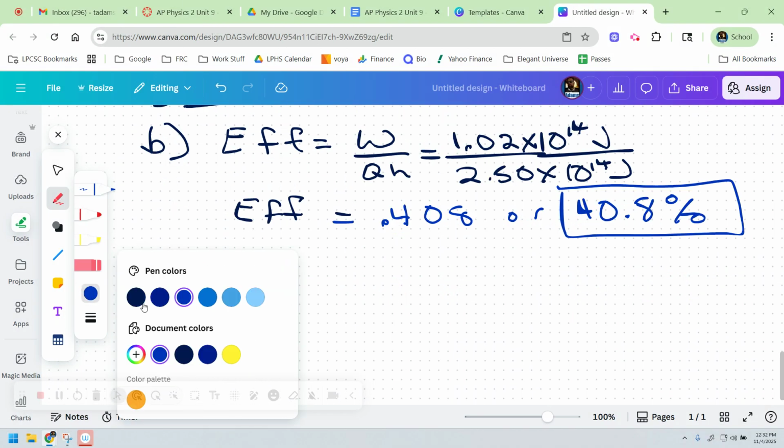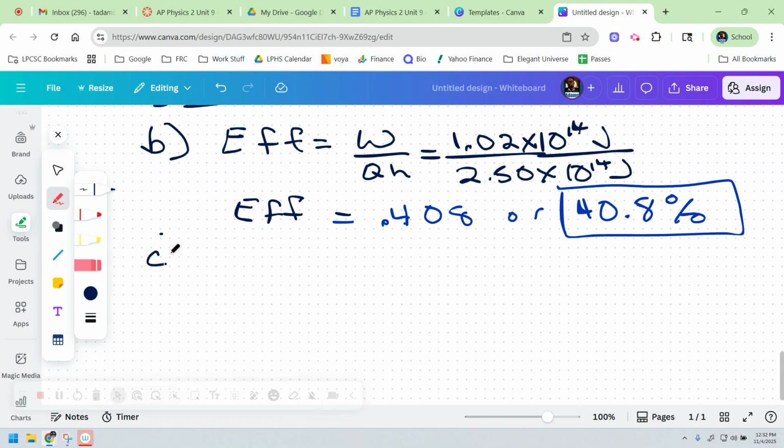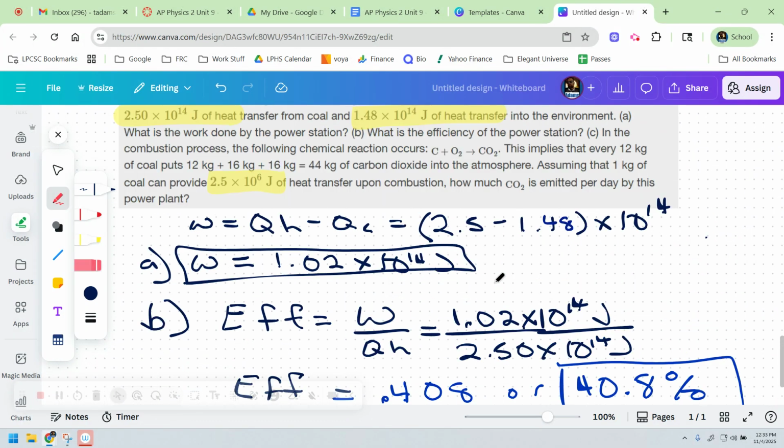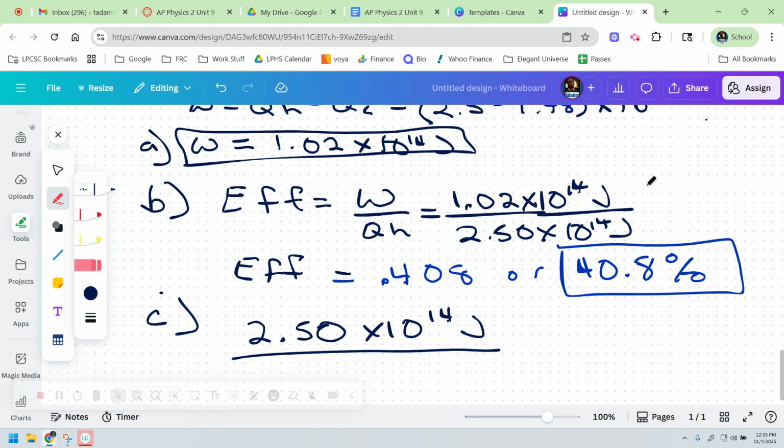So then part C, this is a little more challenging. For daily coal consumption, I'm told that I've got 2.50 times 10 to the 14th power joules. And then, what was the conversion? 1 kilogram can generate 2.5 times 10.